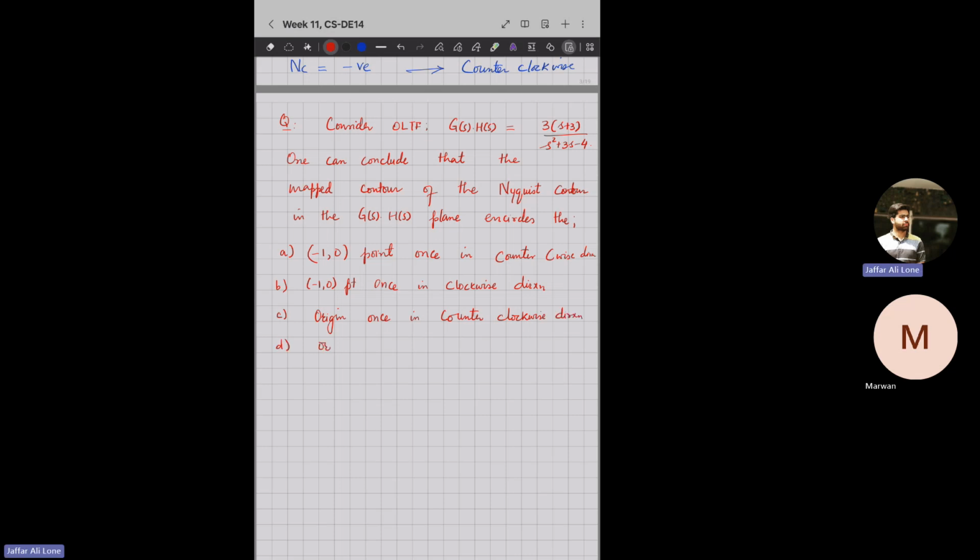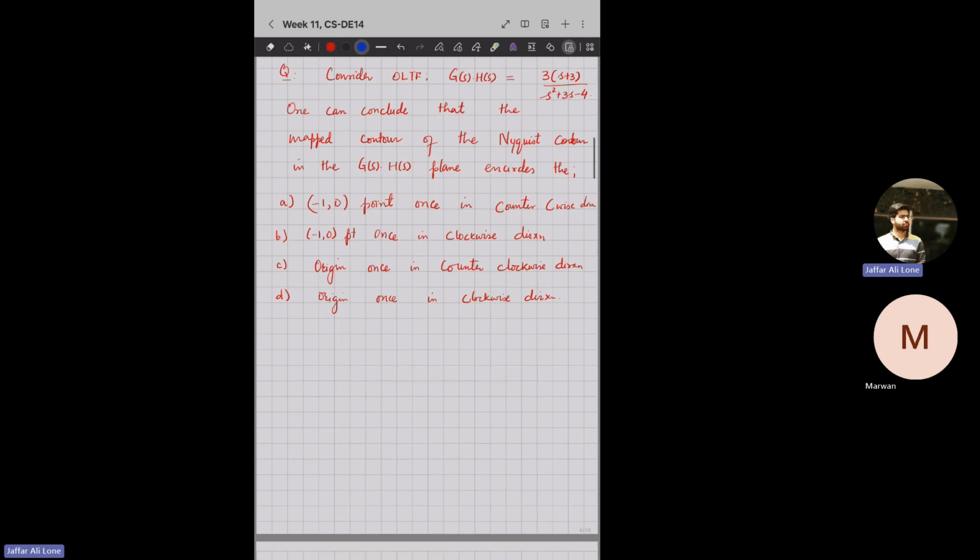Option D is origin once in clockwise direction. Now try to understand. So basically this question is a question of Nyquist stability criteria. So you know the formula is N_C is equal to Z minus P. Z is the number of closed loop poles and P is the number of open loop poles. So we basically have to find this N. This N gives me the number of encirclements, and that's what we can see from the options.